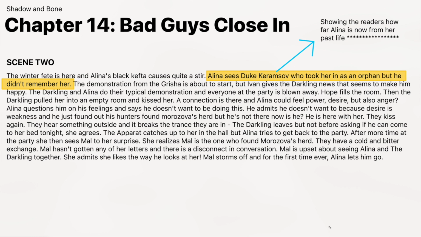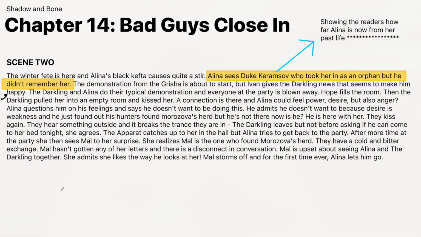So we are reflecting on that here when she sees the Duke and he doesn't remember her, which is very sad. The demonstration from the Grisha is about to start, that entertainment for people at the party. But Ivan gives the Darkling news that seems to make him happy. So this is giving us pause. Like, we're meant to ask, what is that? What is your news?